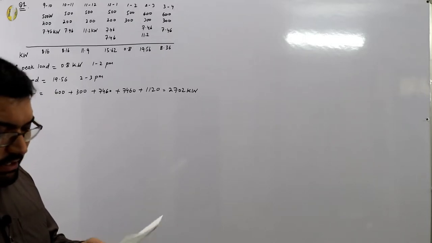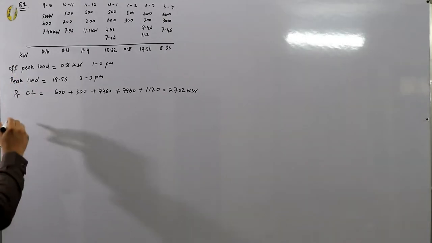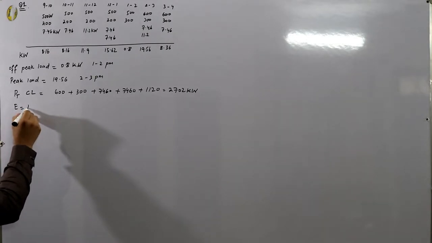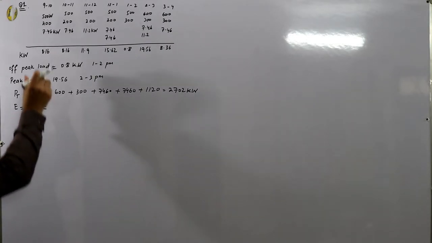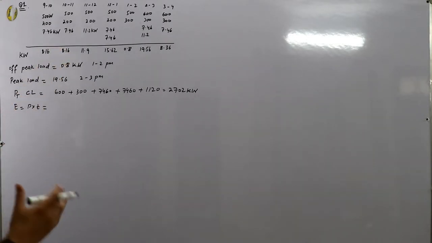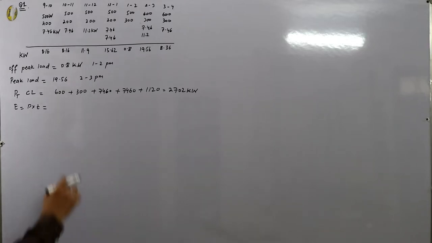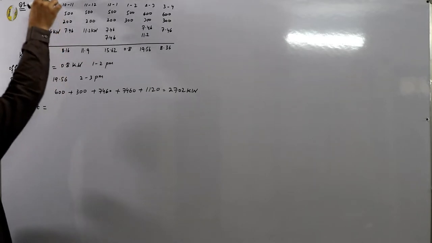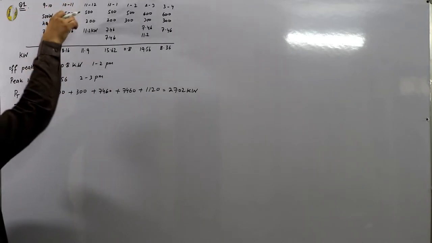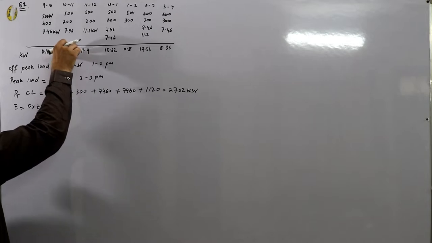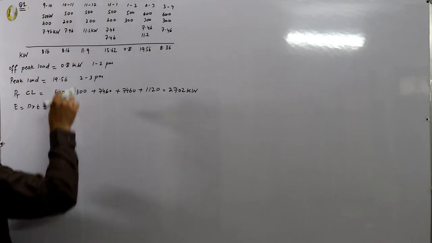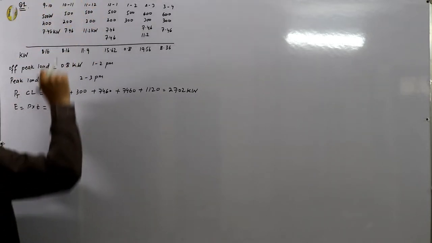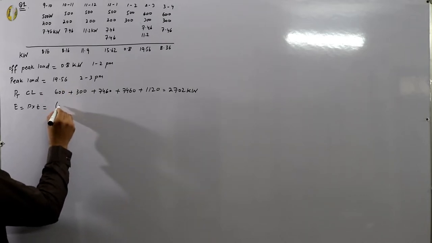Then you have the daily energy consumed. So what are the energy units? The energy consumed is the power times time. Have a look, you're given the power and you're given the time durations. Multiply these; this is the energy consumed from 9 to 10. This power multiplied by the hour is the energy consumed in this particular period. We need all of them, so I would just write it over here.